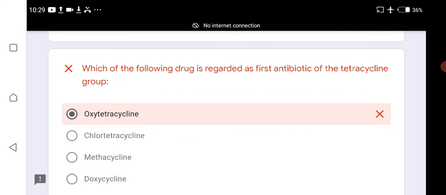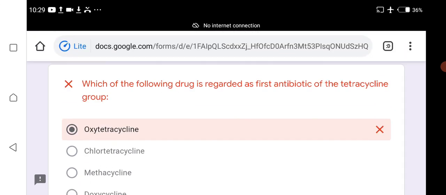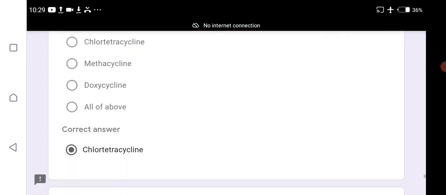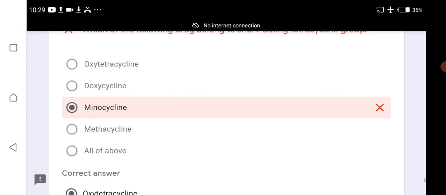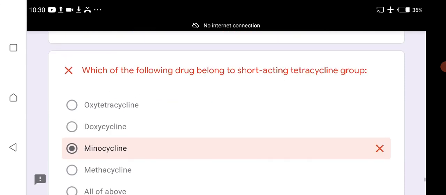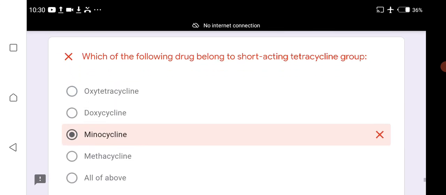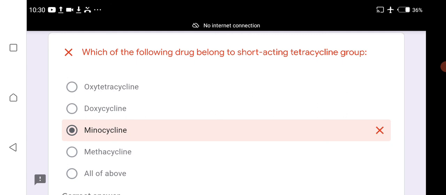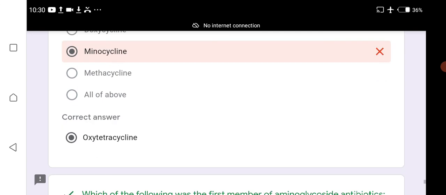Which of the following drugs is regarded as the first antibiotic of the tetracycline group? Chlortetracycline. Which of the following belongs to the short-acting tetracycline group? Oxytetracycline is a short-acting tetracycline.